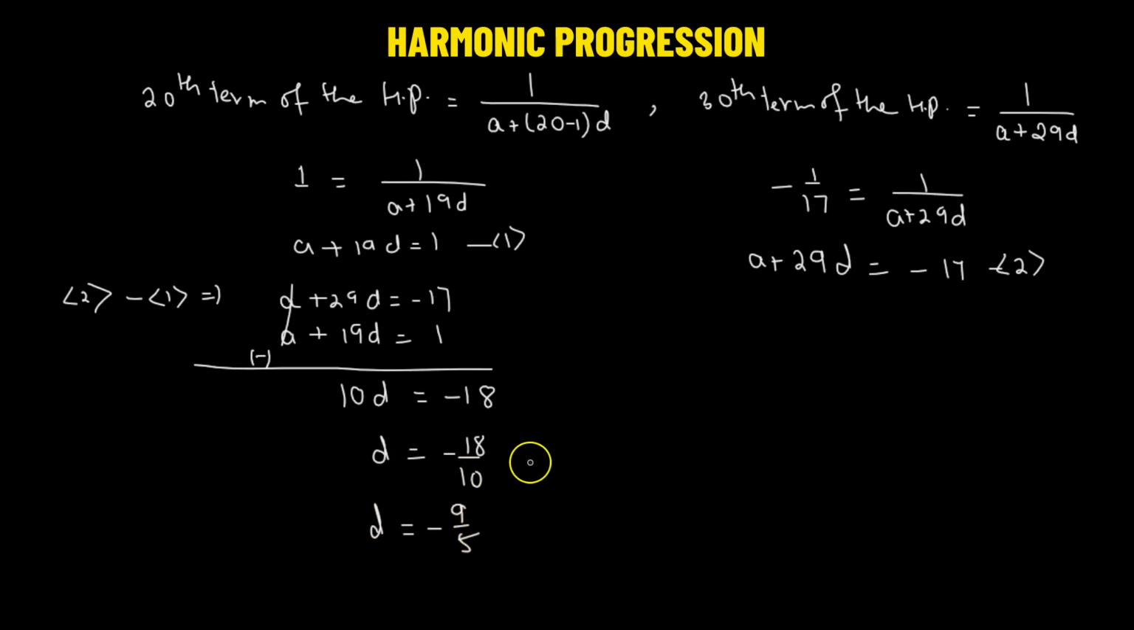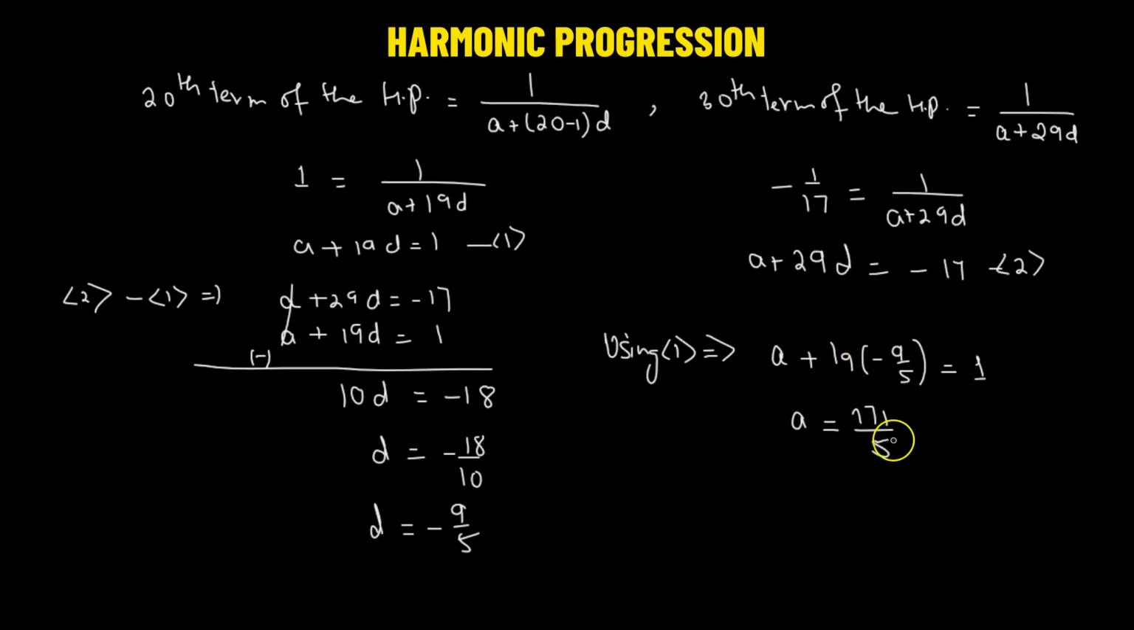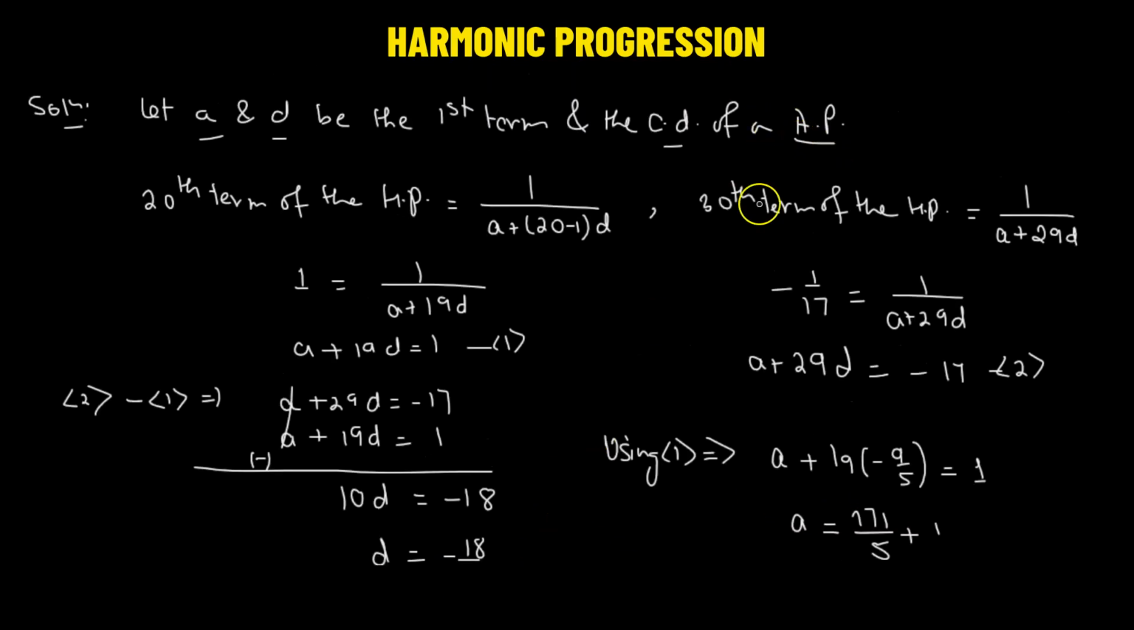Now that we have the common difference d, we can use either equation 1 or 2. I'm going to use equation number 1 to find the value of a. So we have a plus 19 times negative 9 over 5 equals positive 1. So a equals 9 times 19, that's 171 over 5, added to 1, or simply a is 176 over 5. That's the first term, and we have the common difference d, but this is for the arithmetic progression. a and d represent the first term and the common difference of the arithmetic progression.